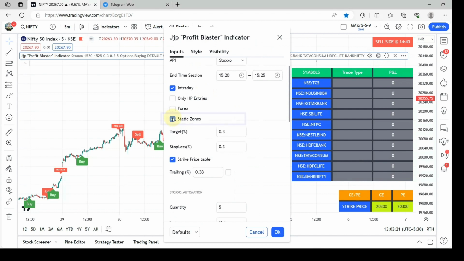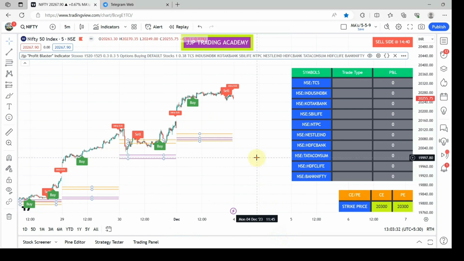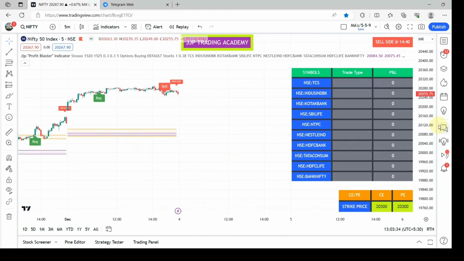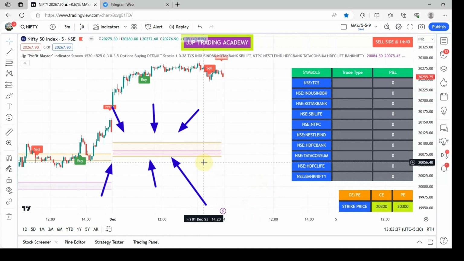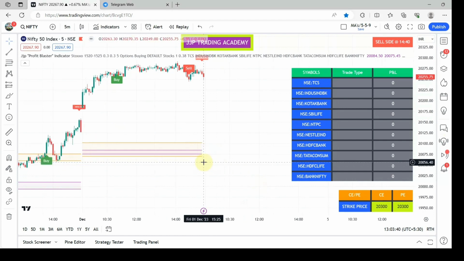and clicking on static zones. These static zones will be formed in the first candle itself, starting from the first candle. Once you click OK, now you can see these static zones. These static zones are more powerful for a basic trader. If you want to make an accurate entry, if you are trading with a signal, before going on to the signal we should see on the particular chart where these static zones are available. You should know whether the zone is available downside of the candles or upside of the candles.